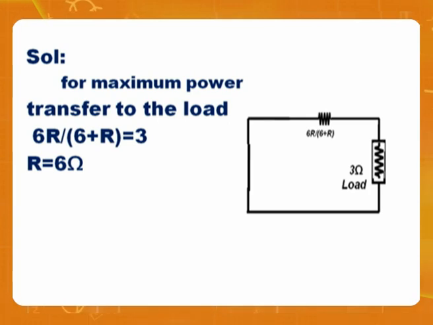I'll show you the demonstration. As I said, short circuit here. These two are parallel, R and 6. So R into 6 by R plus 6 is equal to 3. Cross multiply and solve it, you get the answer. So that is the answer, 6 ohms, C.